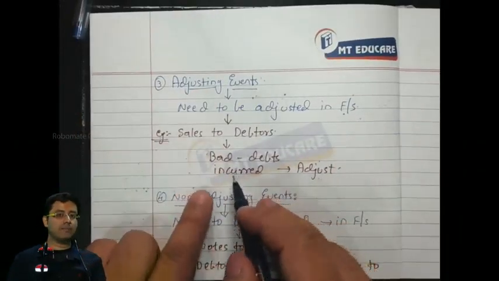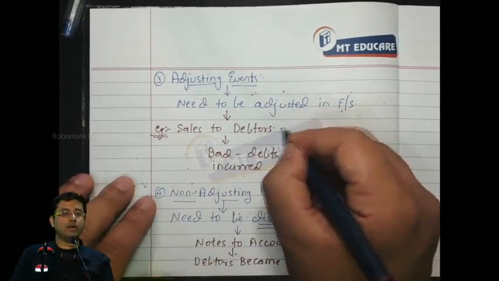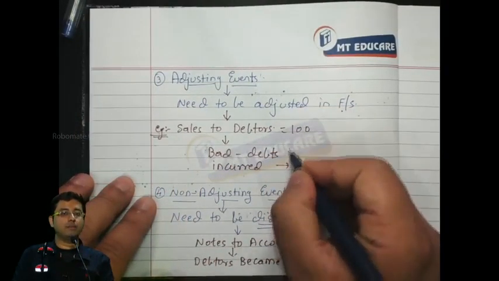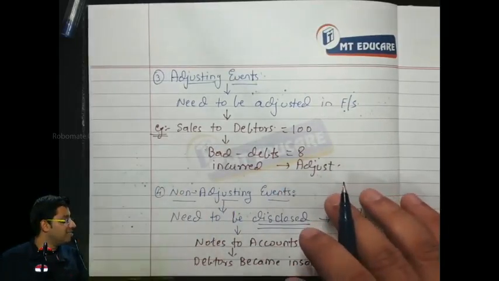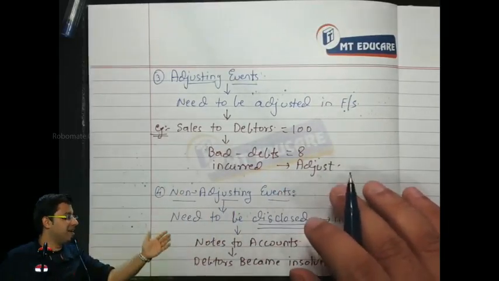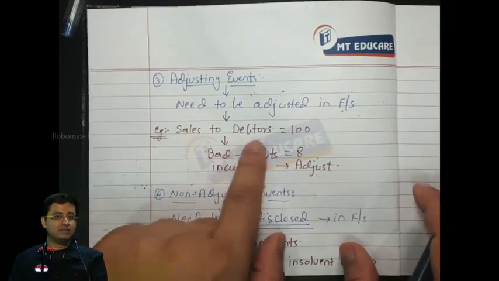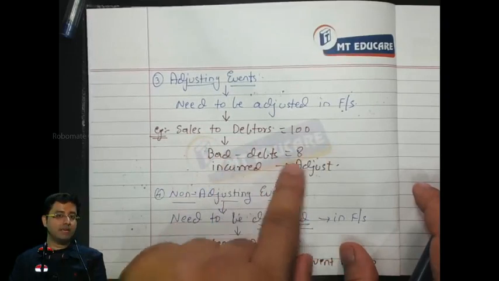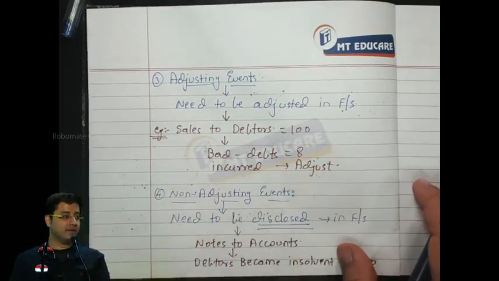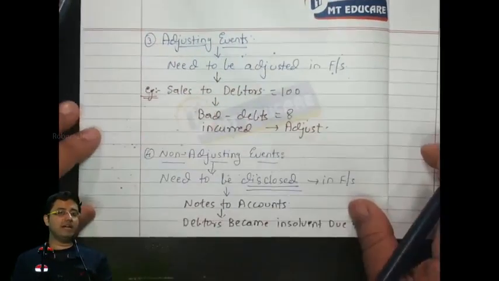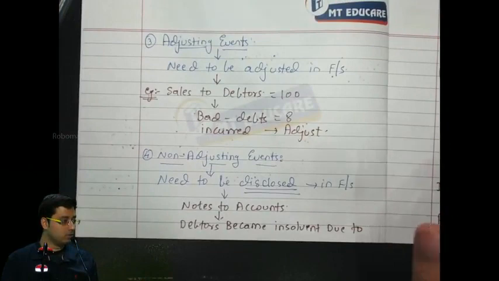Okay. So suppose debtor makes the payment, but he tells me that sir, the sale to debtor is rupees 100, but the bad debts are rupees 8. So I can adjust that bad debts also. Arey, please understand. Apply your mind if any. Okay. What I am saying, that sales made to debtors 100 and now he is making payment, but he is incurring a bad debt of 8 rupees, I can adjust that. But suppose if the debtor tells me that sir, I became insolvent. You understood what I said?